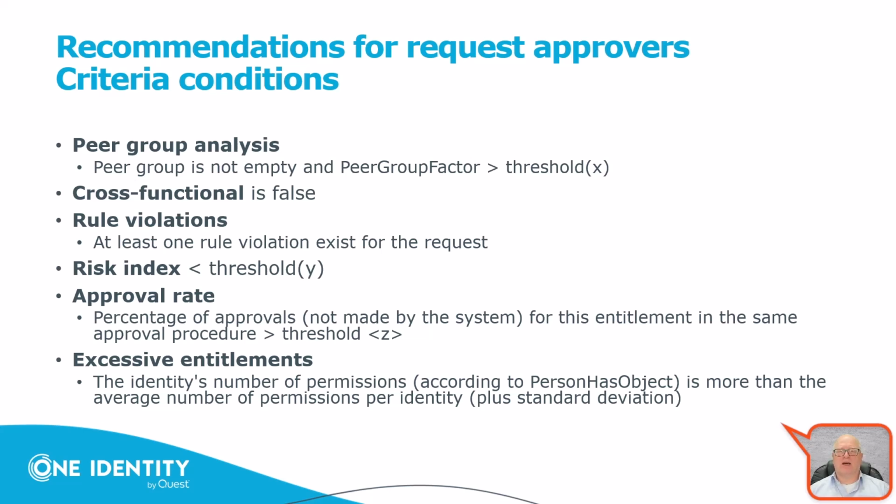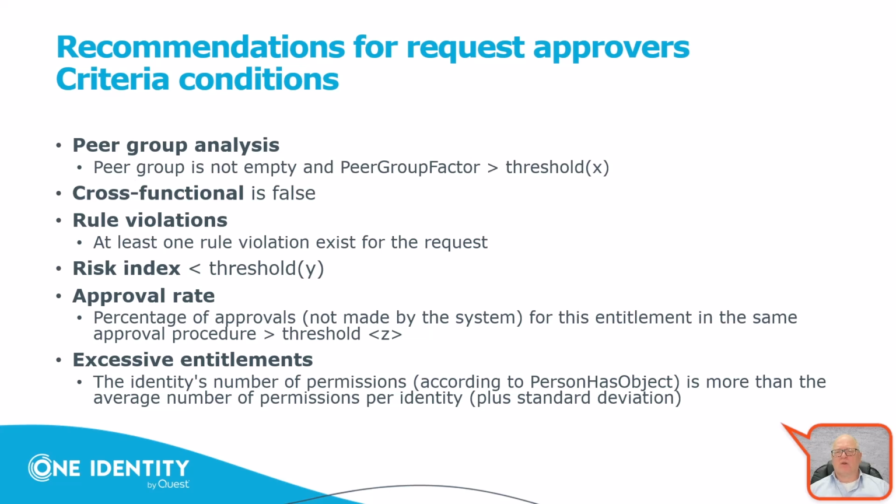That means if I need decisions for a specific team member and all the other team members have the same permissions, then the recommendation is, yes, do it, for example. There is cross-functional, which means that the product is from another department than the requester. There are rule violations, as you see. If there are rule violations when that specific permission gets granted, then you will get informed as well. If the risk index gets changed, there will be a recommendation about that.